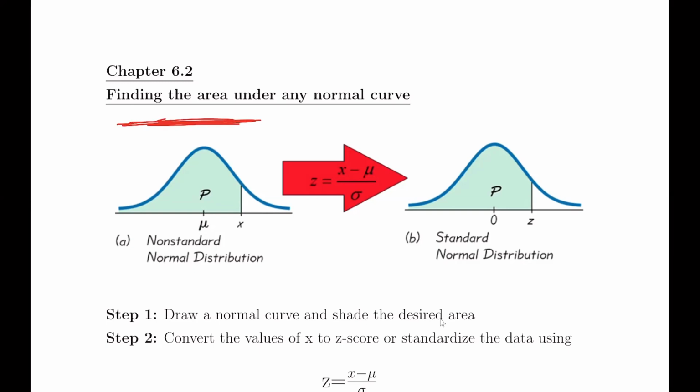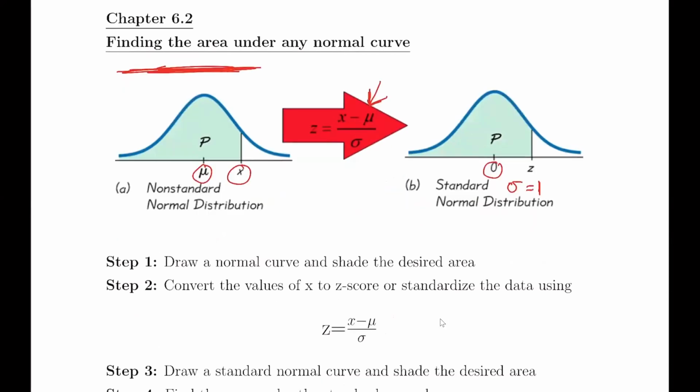this is a drawing where we're given a mu and we're given an x. So if you want to convert this to a z-score, where your mean becomes 0 and your standard deviation automatically becomes 1, we're going to have to use this formula in order to convert it into a standardized data set.